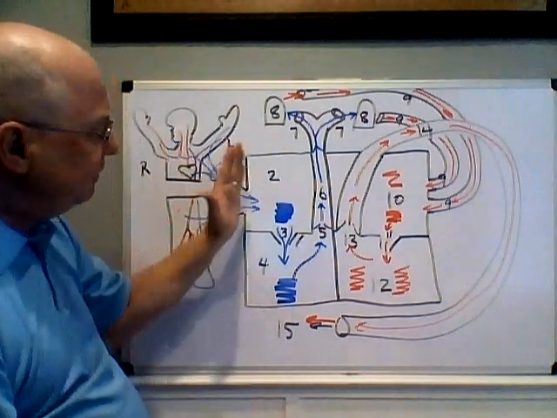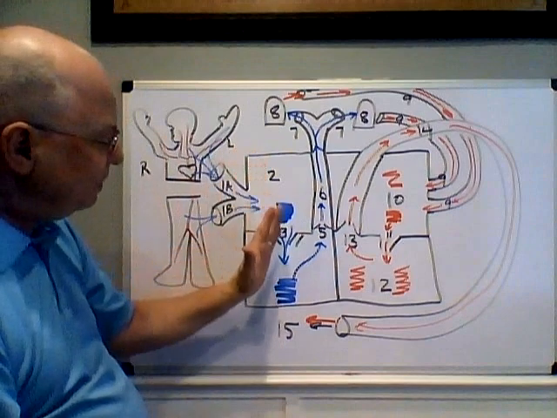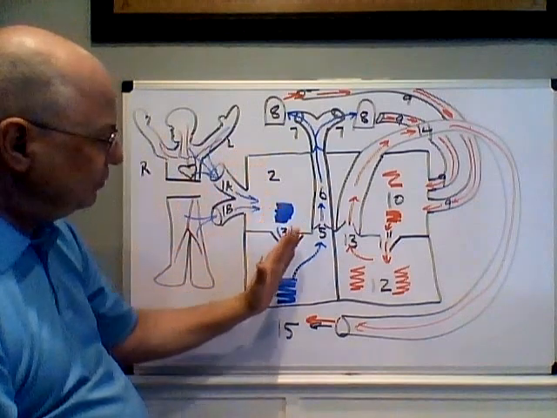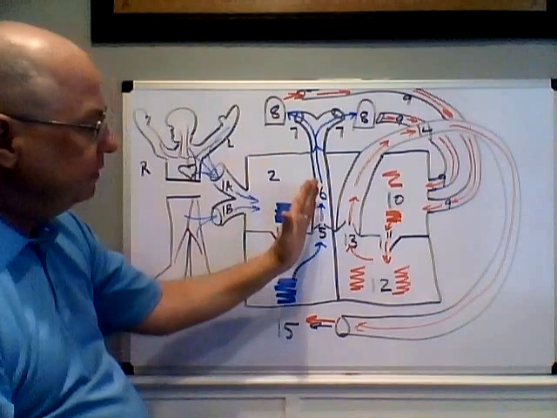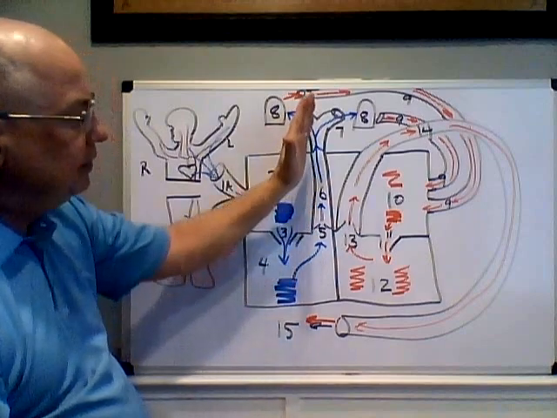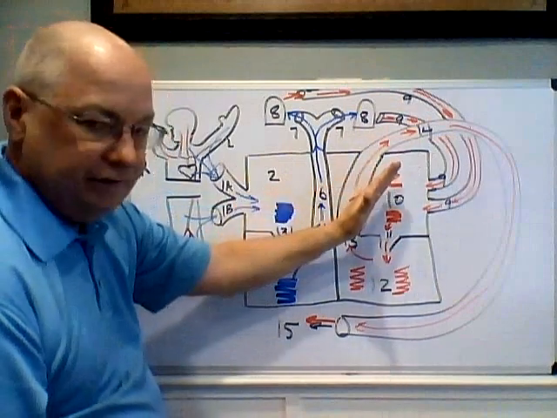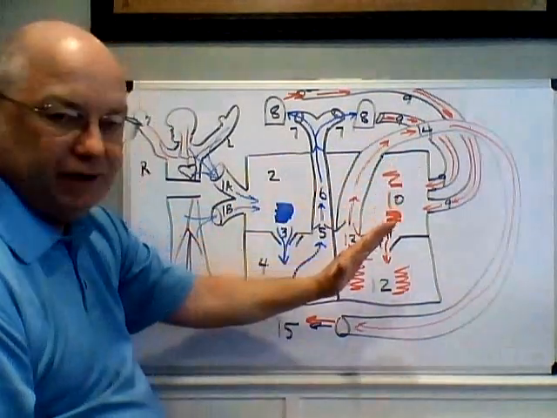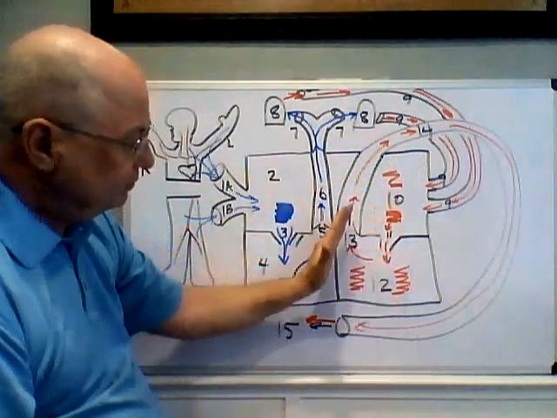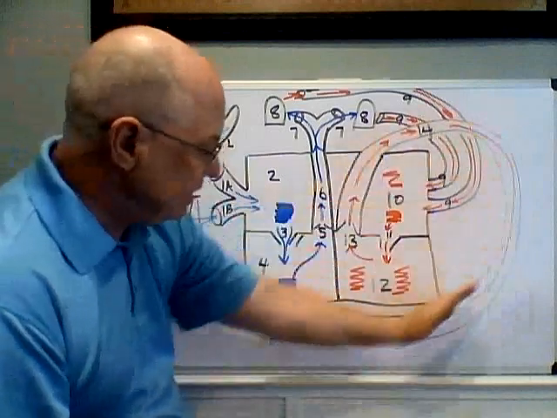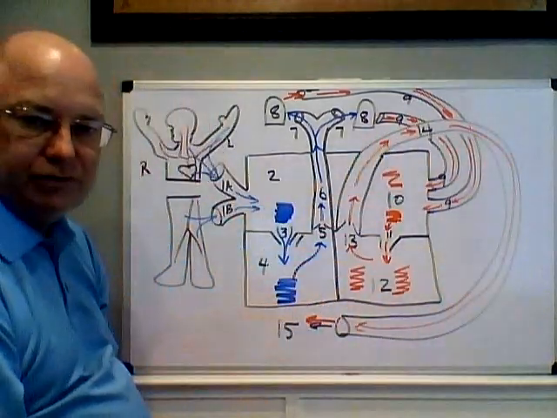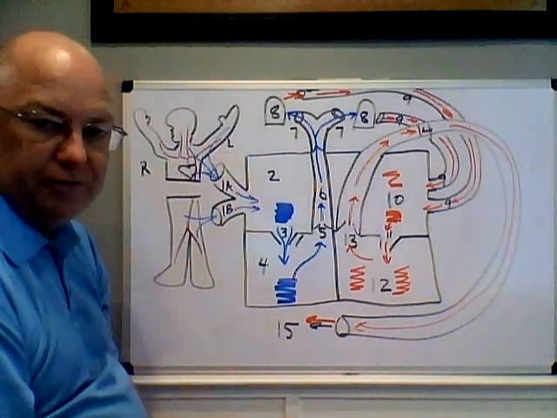Superior and inferior vena cava, right atrium, tricuspid valve, right ventricle, pulmonary valve, pulmonary trunk, pulmonary arteries, lungs, pulmonary veins, left atrium, bicuspid valve, left ventricle, aortic valve, out the aorta to all organ systems. And then it returns back to the heart.